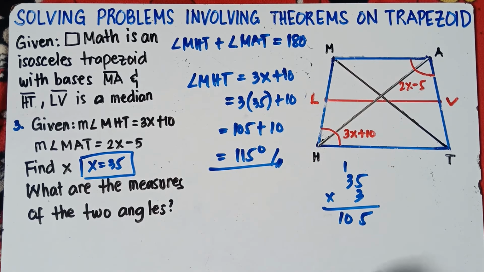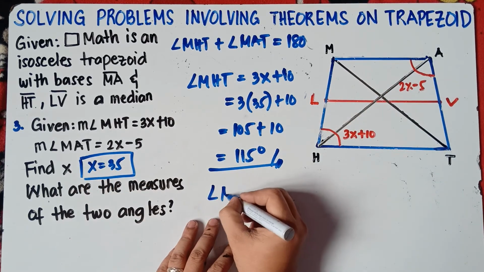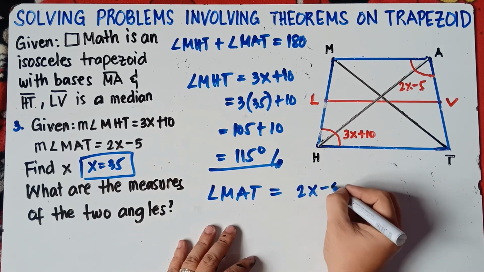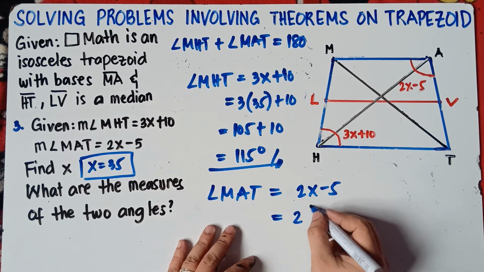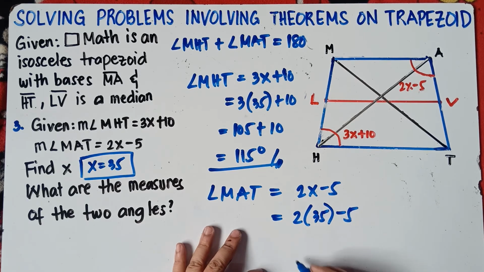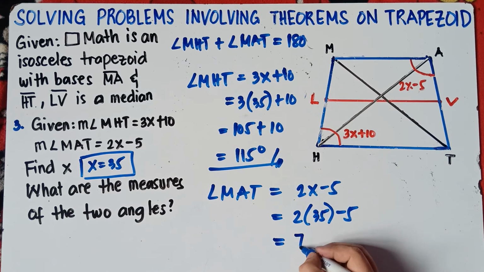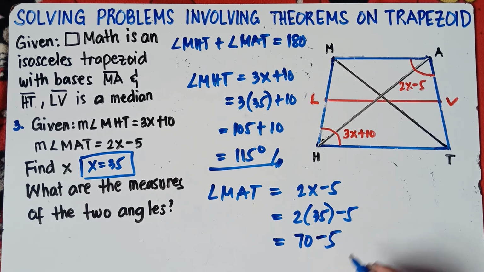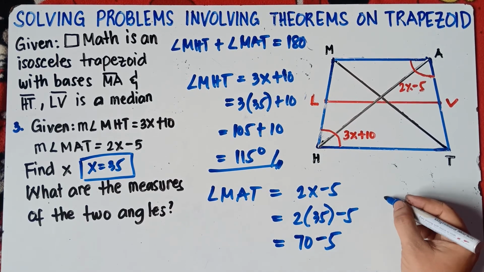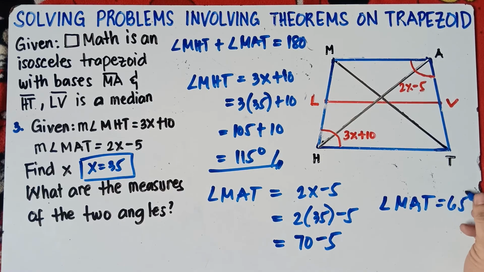115 degrees. Alright, let's find angle MAT. So, angle MAT is equals to 2x minus 5. So, this will be 2 times our x is 35 minus 5. This will be 2 times 35, so twice of 35, that would be 70 minus 5. What's the answer, class? That's correct. So, angle MAT should be 65 degrees.